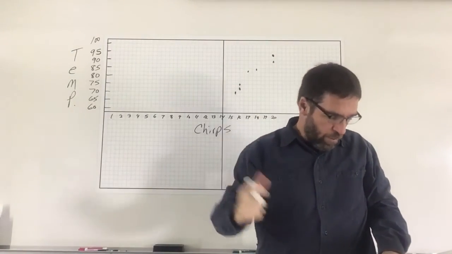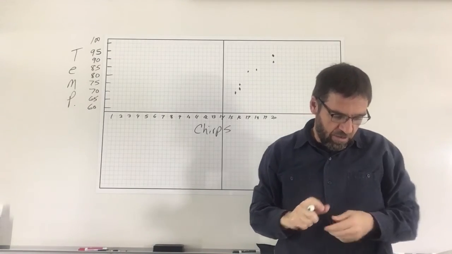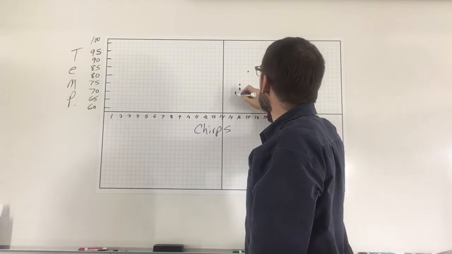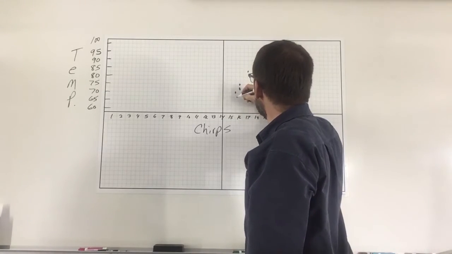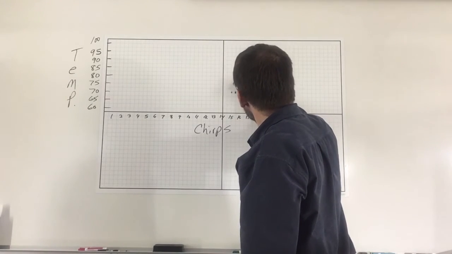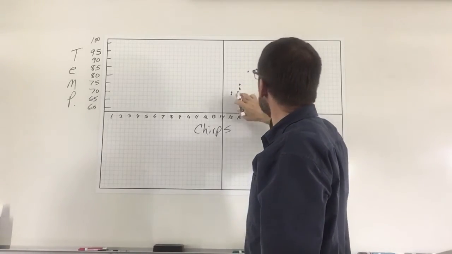This takes a little time, but it's fun. You take your time, and at 69 degrees, he made 15 chirps. Whoa, where did I make this one? He's going to be just right below there. At 70 degrees, he made 15. At 69, he made 15. I put that in there at the wrong place.